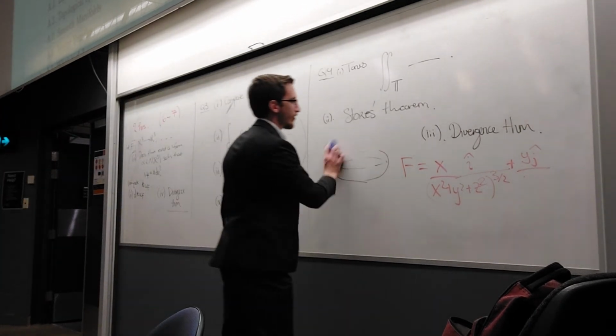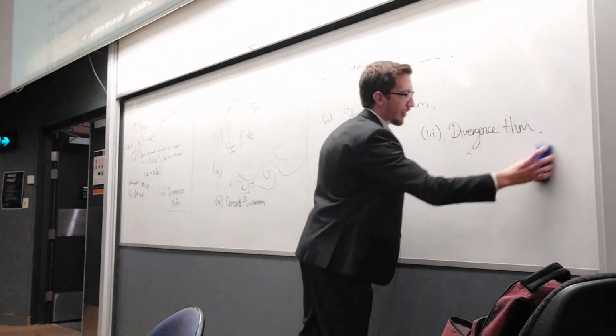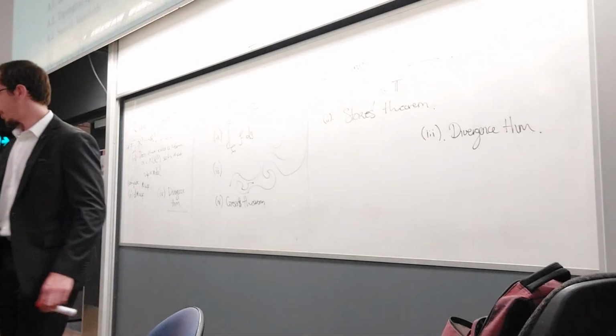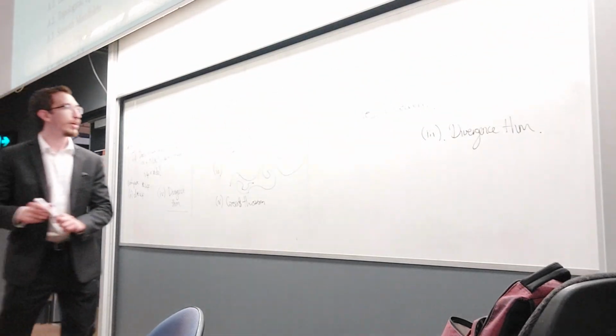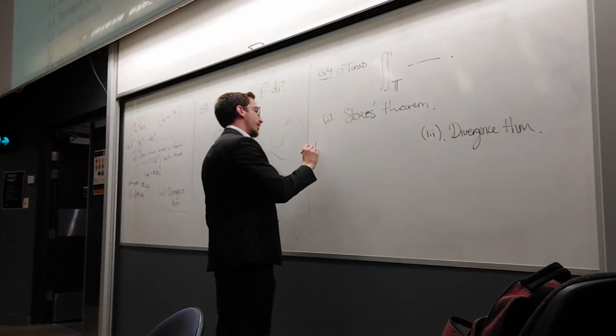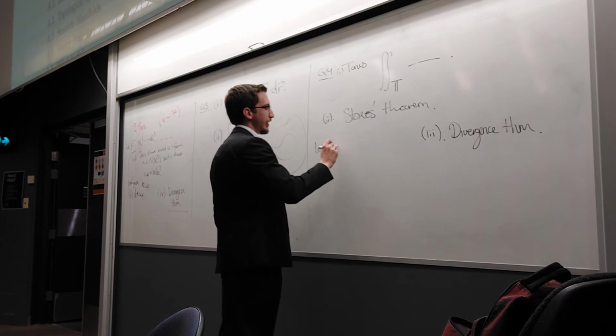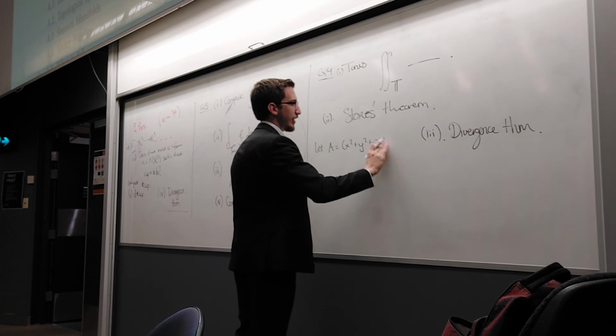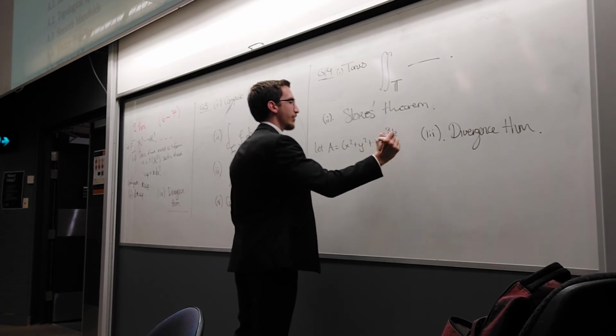Okay. Let me write the vector field that I like, and I would make sure that you're comfortable with and familiar with it to some extent. Let A be (x squared plus y squared plus z squared) to the 3 halves.